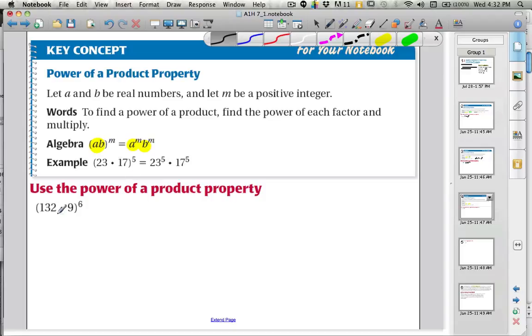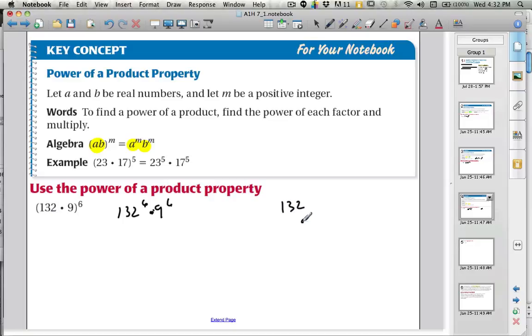So if I have 132 times 9 to the 6th power, that's 132 to the 6th power times 9 to the 6th power. But I could equally make that one single base. That would be the other way I might simplify this, 9 times 132. I could also say that this is 1188 to the 6th power.